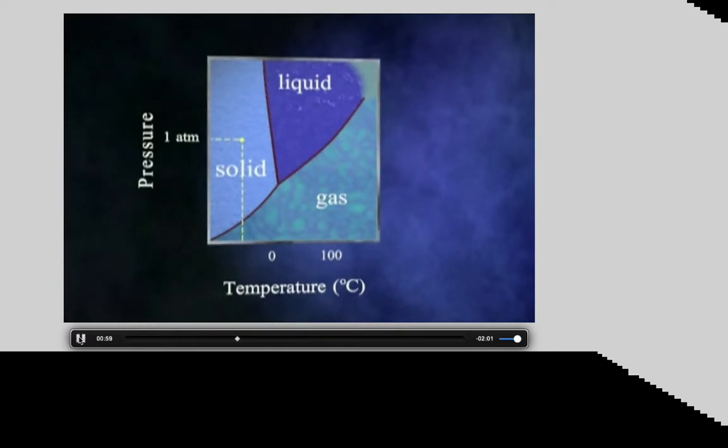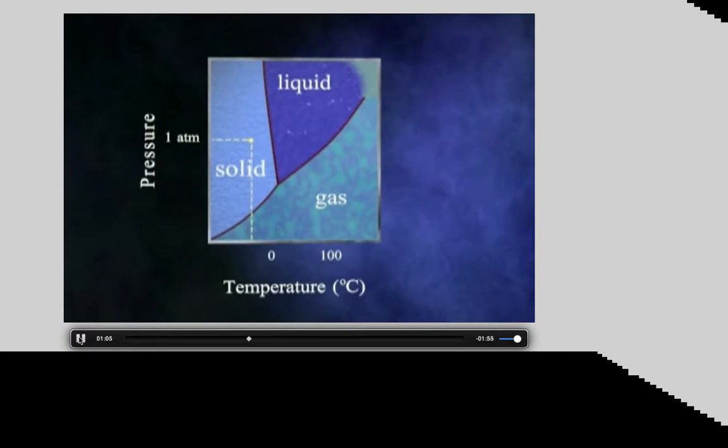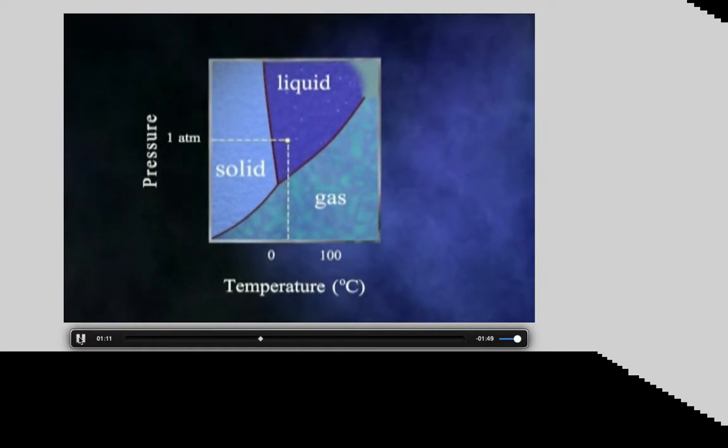If a sample of solid water or ice at 1 atmosphere of pressure is heated, it will melt when the normal melting point, 0 degrees Celsius, is reached. At this point, water crosses the solid-liquid phase boundary. If the sample is heated further, the liquid water's temperature will increase until it reaches the normal boiling point, 100 degrees Celsius. It will then vaporize, crossing the liquid-gas phase boundary.